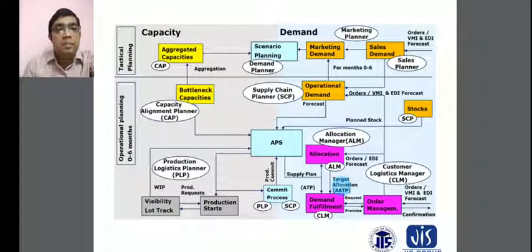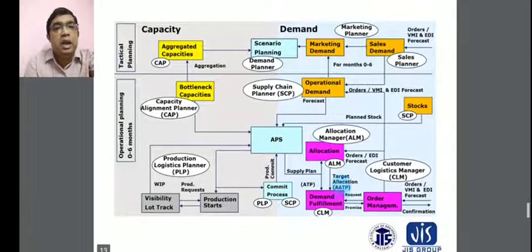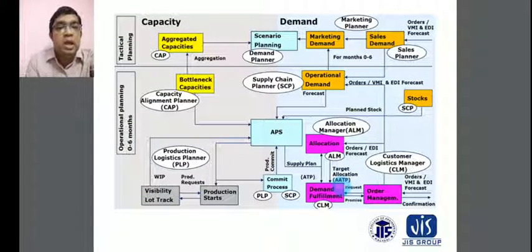Visibility load tracks go to the APS. And the production logistics planner is here, where the WIPs come from. The product requirements and the production starts also go to the APS. This comes to the commit process, which is the process you use to produce the product, so that the product commitments are completed. Also the supply plan is here, showing which places it goes to, and the demand fulfillment of the customers.